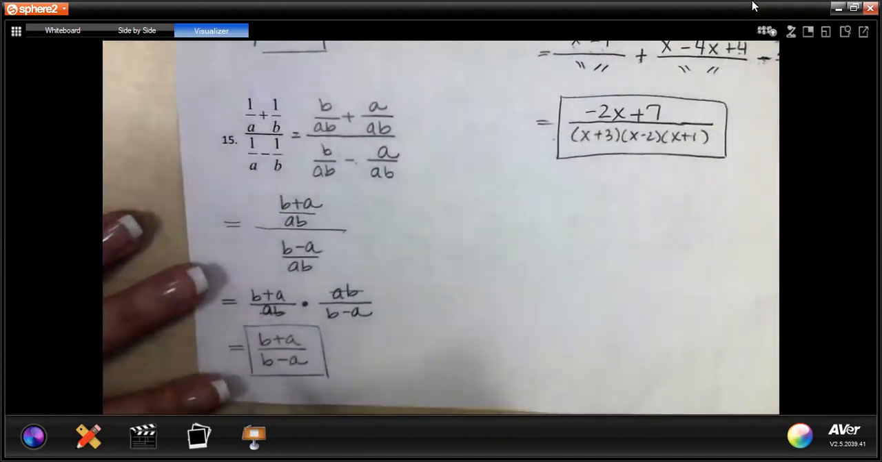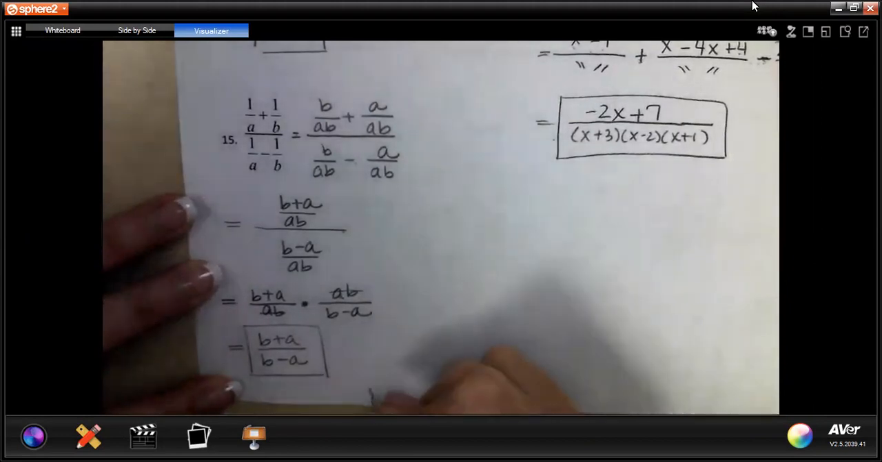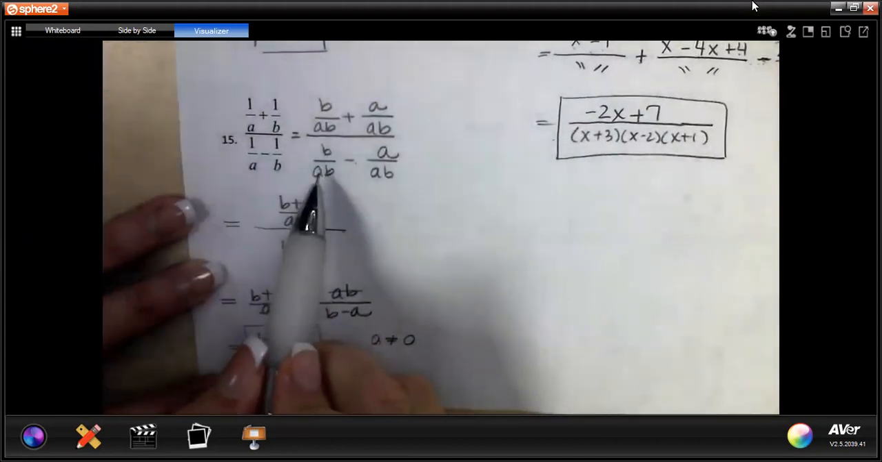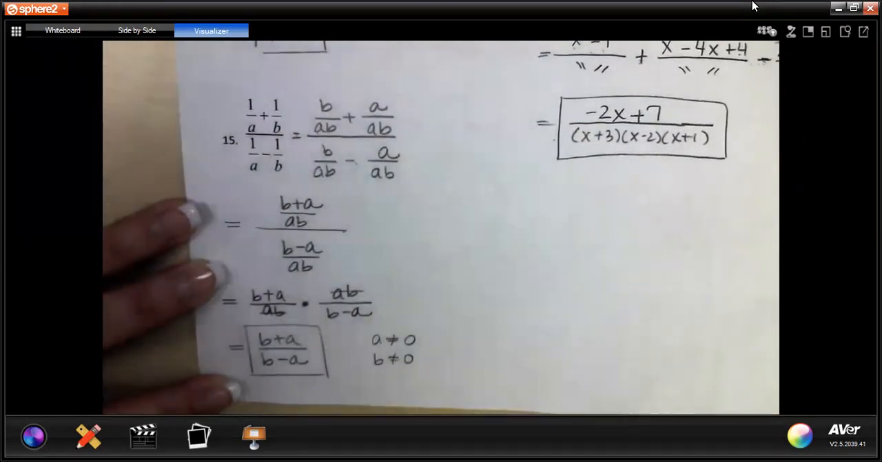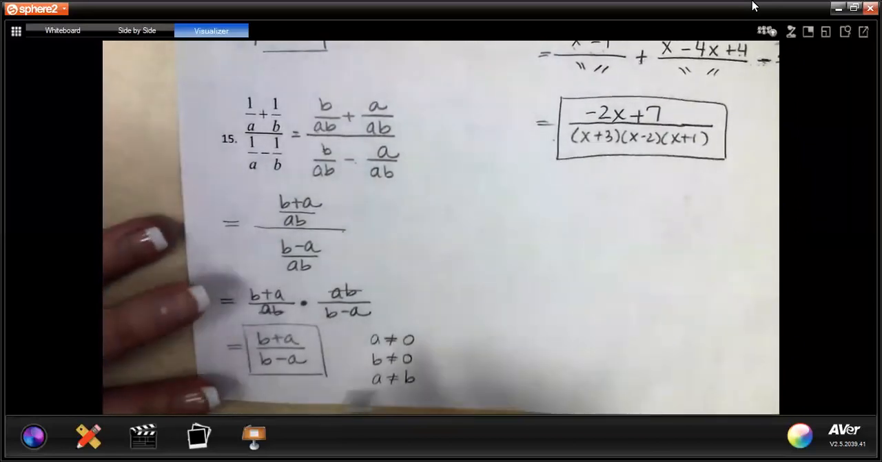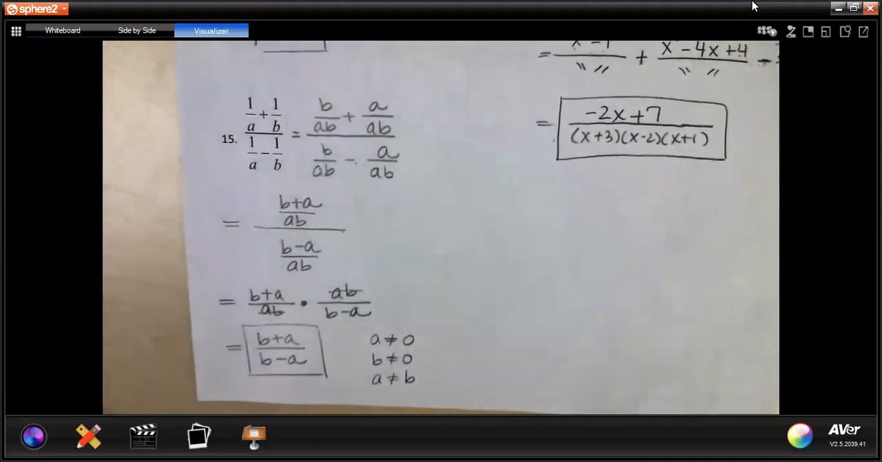If you were talking about the restrictions here, you would want to think about everything that A and B cannot be. So A has to be unequal to 0 because A was in the denominator here. B has to be unequal to 0 because it too was in the denominator. And they cannot be equal to each other because right here you are subtracting them. So if they were the same thing, that would give you a 0. So there's some more thought on those restrictions. And that's adding and subtracting rationals.